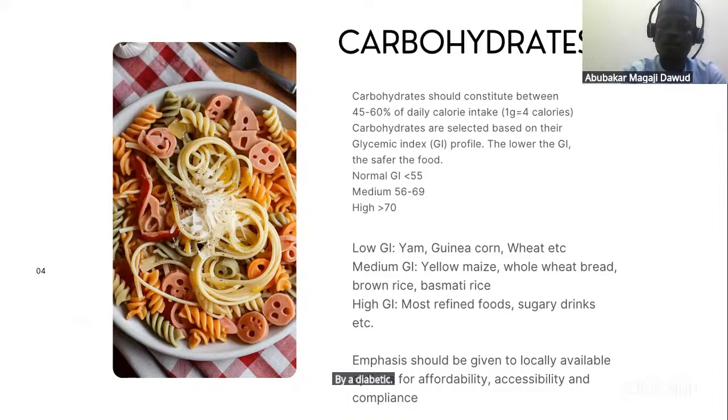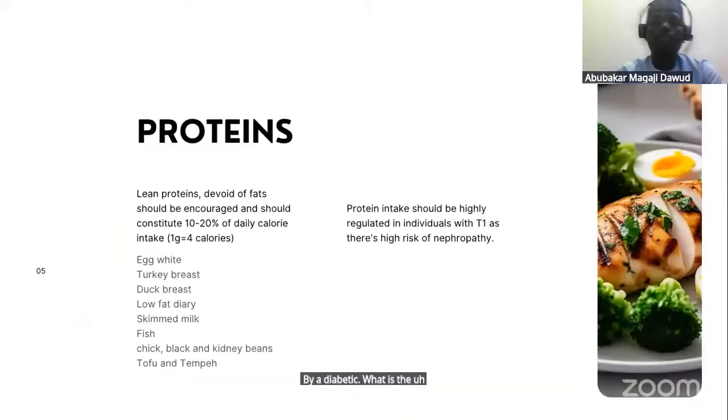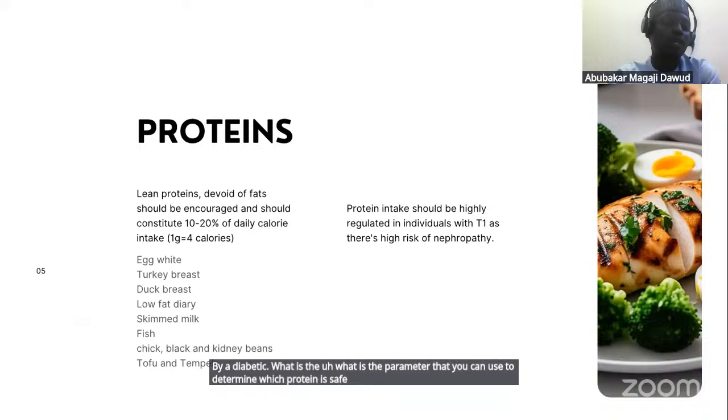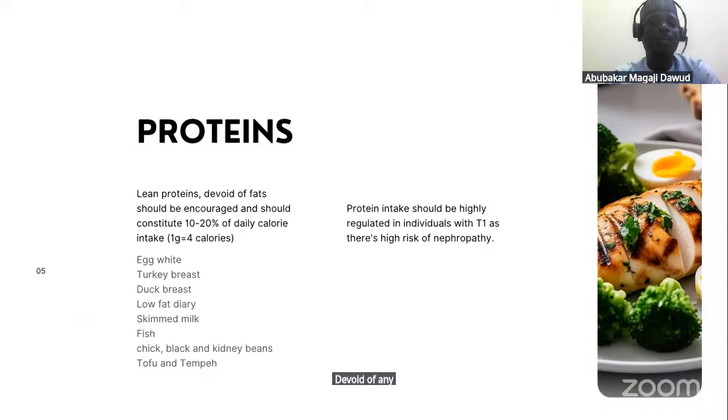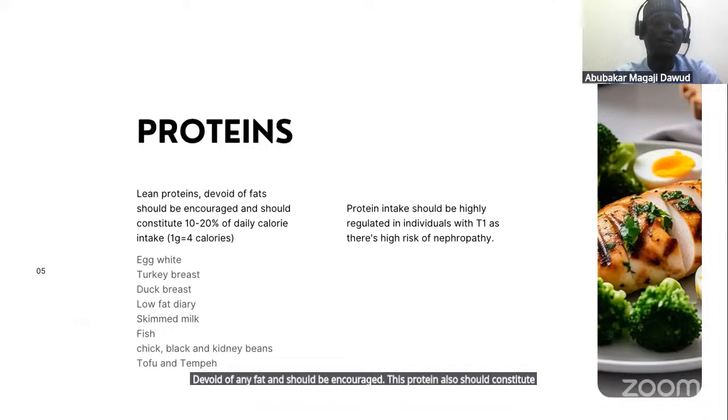What is the parameter that you can use to determine which protein is safe for a diabetic patient? Then we call them lean proteins. These are proteins devoid of fats, devoid of any fat, and should be encouraged. This protein also should constitute 10 to 20% of daily calorie intake.